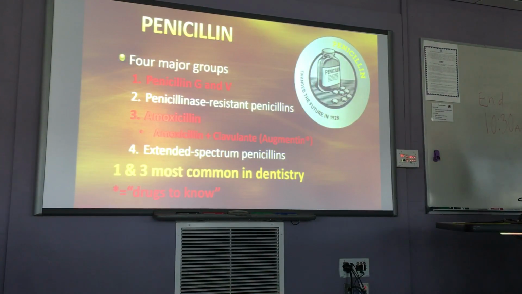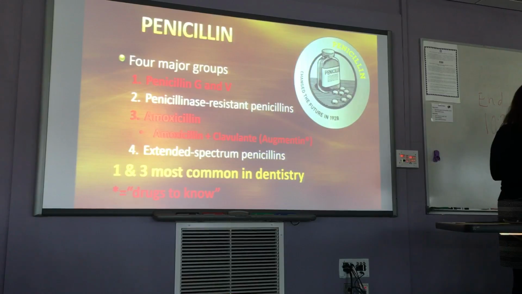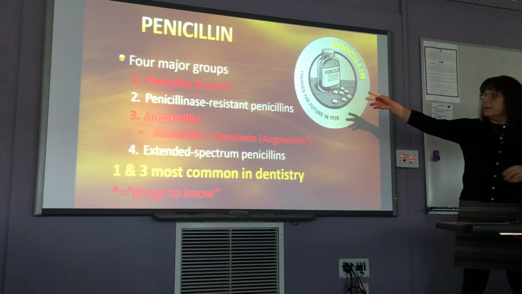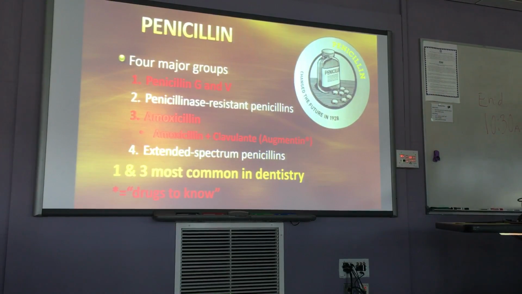So penicillins, there are 4 major groups, penicillin G and V. Then there's the penicillinase-resistant penicillins, those that form an enzyme that eats the antibiotic rather than have it work on it. Amoxicillin, and then there's amoxicillin with clavulanate in it, and that is called Augmentin. We'll talk about why we use that. There are extended spectrum penicillins, and the groups to know here are penicillin G and V and amoxicillin, especially when we talk about dentistry. So those are the most common ones.